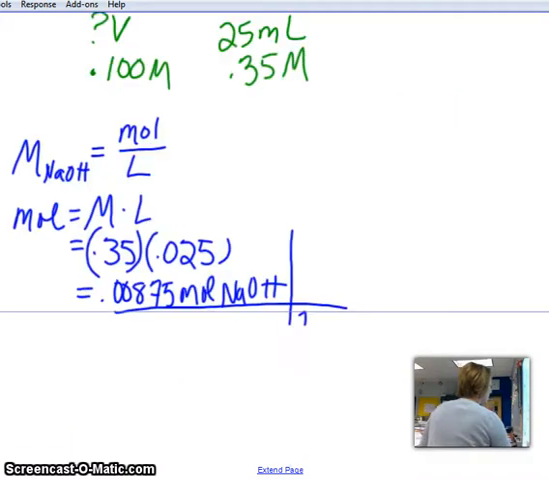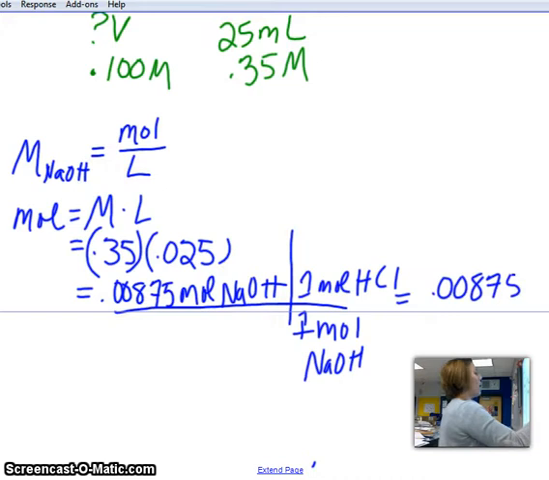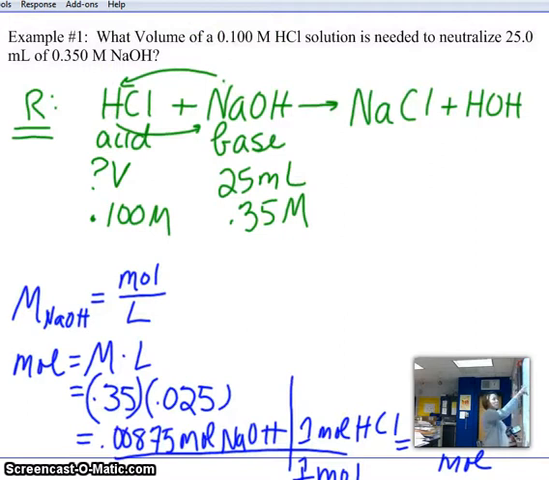and now I can convert that to moles of HCl by doing a mole-mole between my reactants. According to the equation, for every 1 mole of NaOH, I need 1 mole of HCl. So that will give me 0.00875 moles of HCl. Now I know the molarity of HCl, and I know the moles of HCl. If you have the molarity and you have the moles, you could rearrange this to solve for volume, okay?